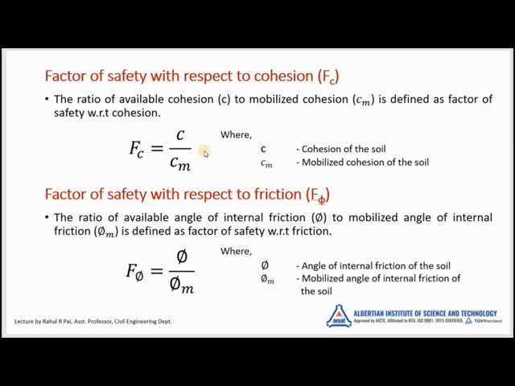But collectively, whenever you find the factor of safety for a particular soil, if it is a c-phi soil, then the factor of safety with respect to shear strength, the factor of safety with respect to cohesion, and the factor of safety with respect to the friction angle, all these factors of safety must be greater than 1 and must be equal. Then only you can say that a particular slope is safe.